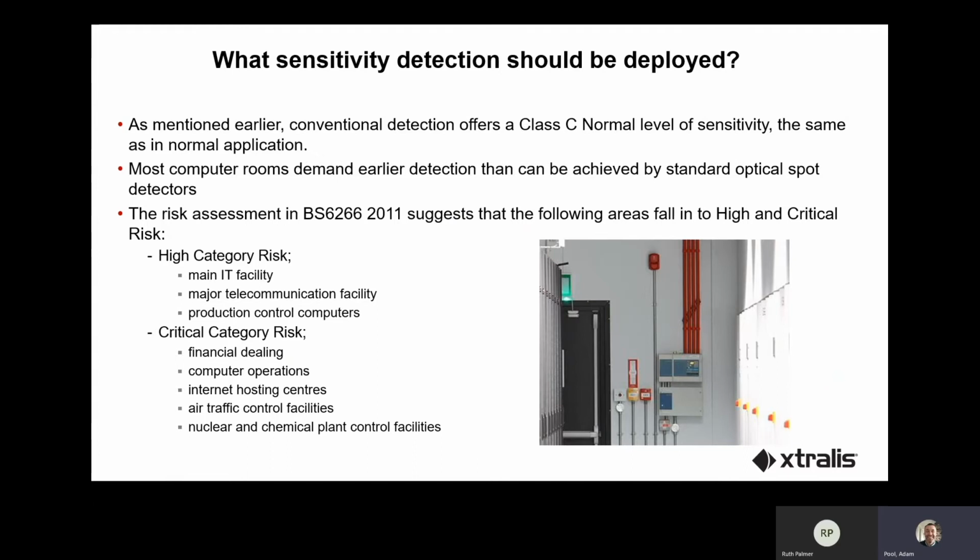Within BS 6266, there is a risk assessment section which takes the reader through some of the criteria that they have to consider when they're risk assessing a space. And within that, areas fall into either a high or a critical risk category. Within the high risk category, we've got things like IT facilities, telecoms facilities, and production control computers. And in the critical category, we've got financial dealing, data centers, computer operations, internet hosting, air traffic control, and nuclear and chemical facilities. So you can see that when we're talking data centers, typically they would fall into what would be deemed the critical risk category of a risk assessment.